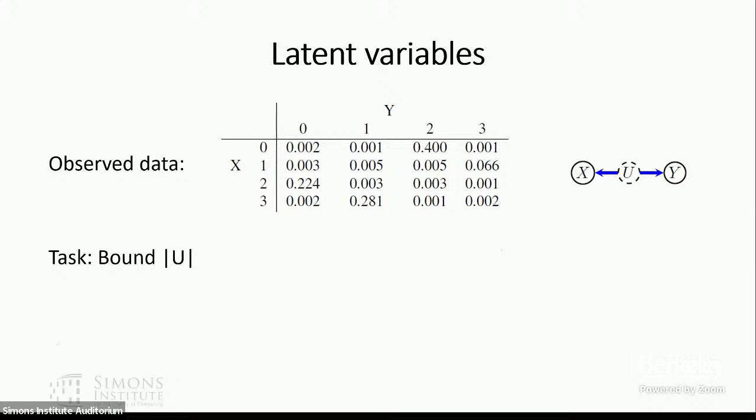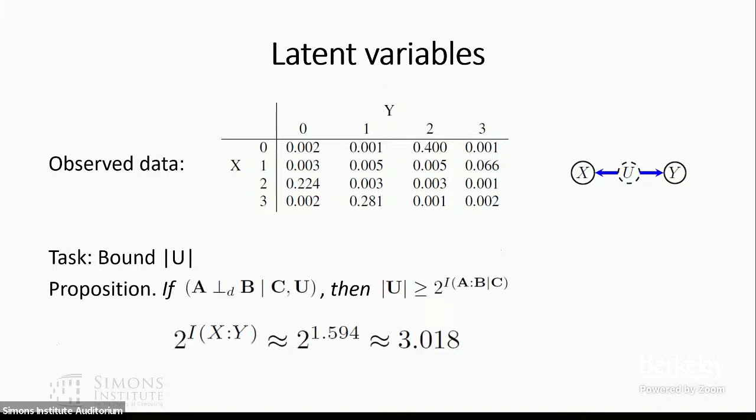So this is just our causal structure. And what we want to do is bound the cardinality of the hidden variable. Then we can use the same proposition again. And what we now see is that this cardinality, in order for this graph to explain the observed data, must be at least equal to 4. Okay.